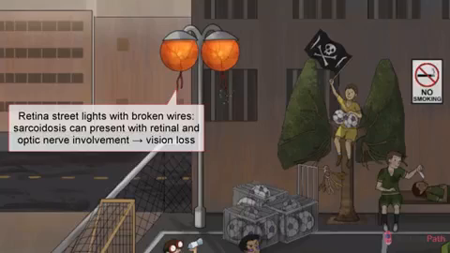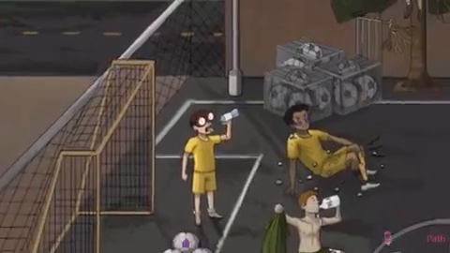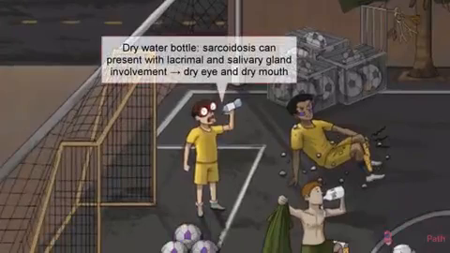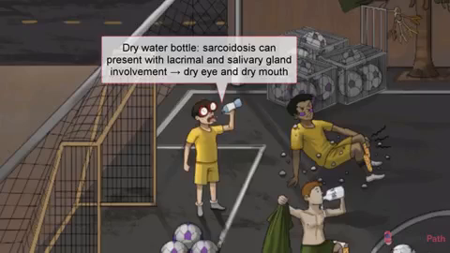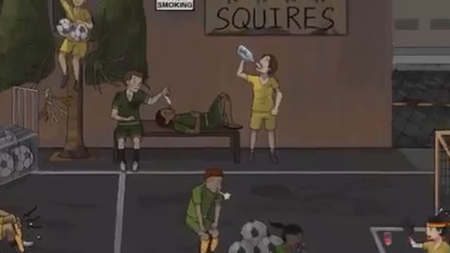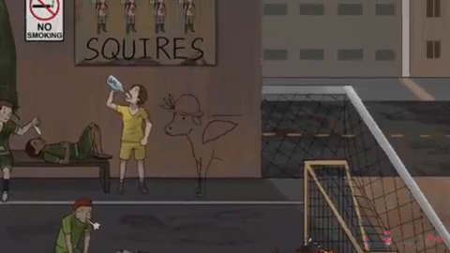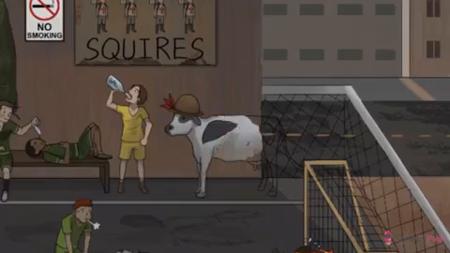Also, you see that empty water bottle he's squeezing, trying to get out the last drop? This depicts the lacrimal and salivary gland involvement, leading to keratoconjunctivitis sicca or dry eye, as well as xerostomia or dry mouth. Just pretty dry overall, really. This is a granulomatous disease, remember, and these granulomas are found throughout the body, in numerous organs. And they go straight for that liver.